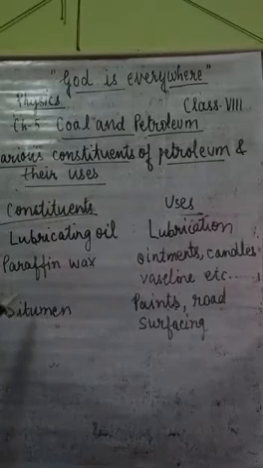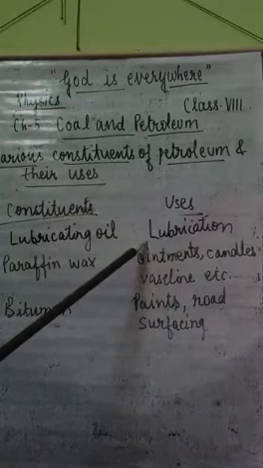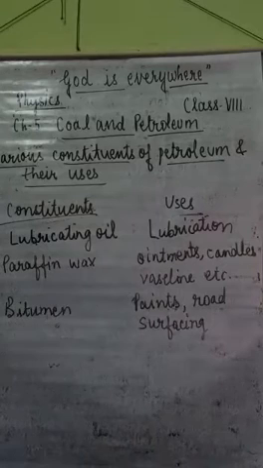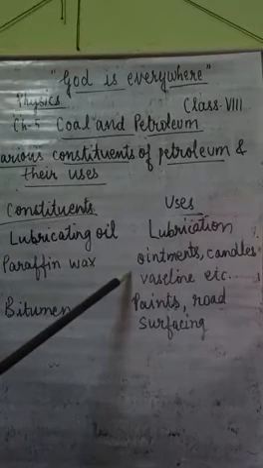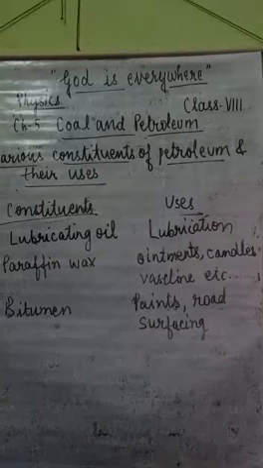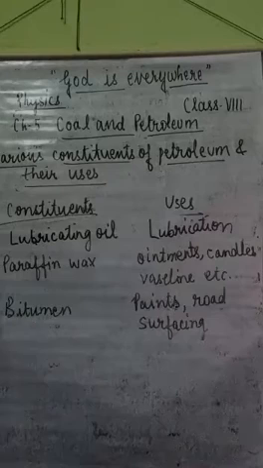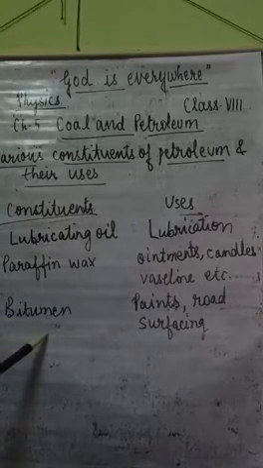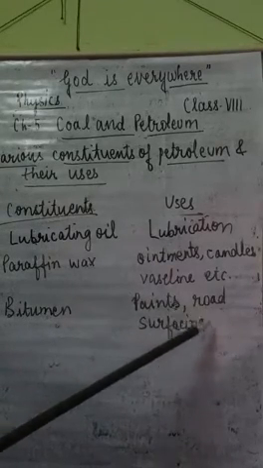Some other petroleum constituents: lubricating oil. It is used in lubrication, which makes any machine run smoothly. Paraffin wax is used in making ointments, candles, Vaseline, etc., and other creams which you apply on your face. All these are made up of paraffin wax, which is a petroleum product. And the last is bitumen. It is used in making paints and also in road surfacing.